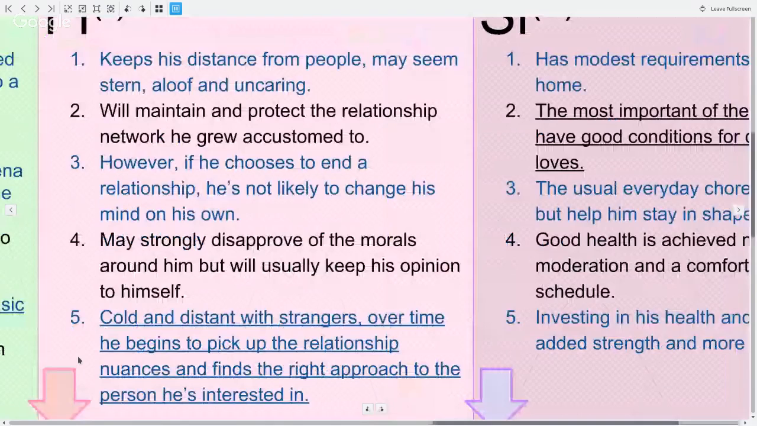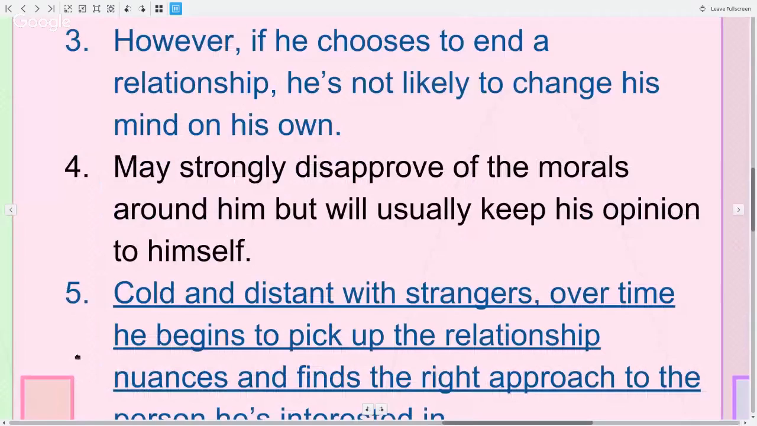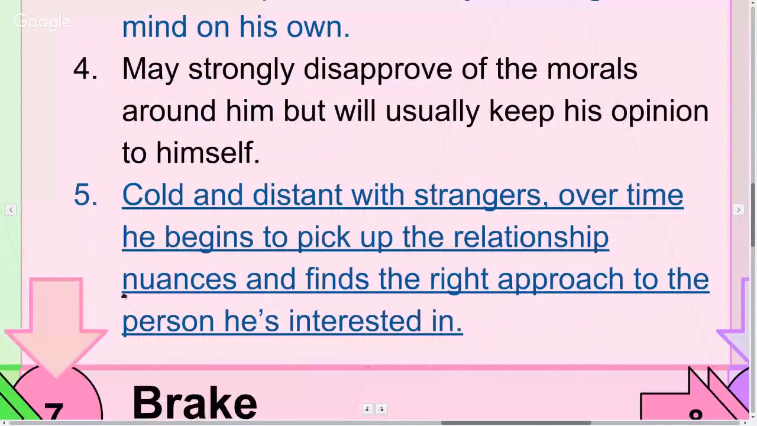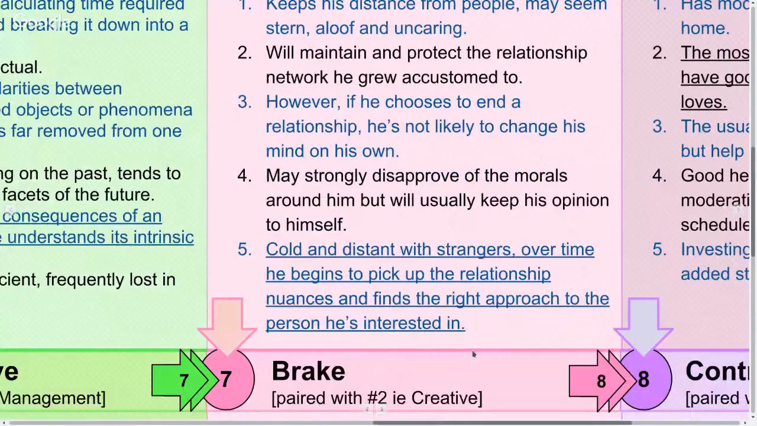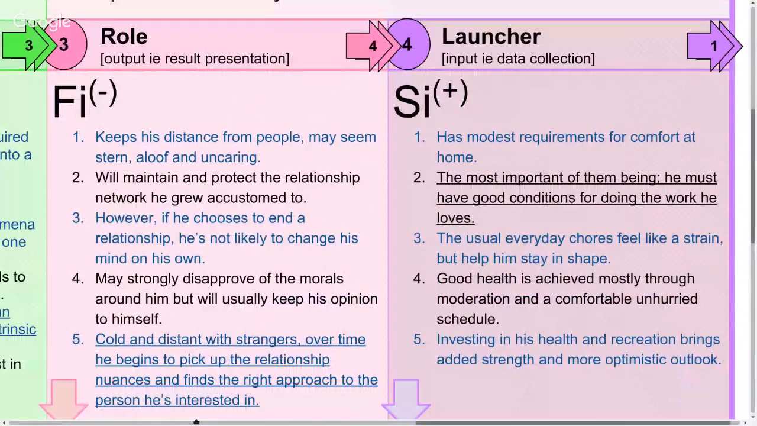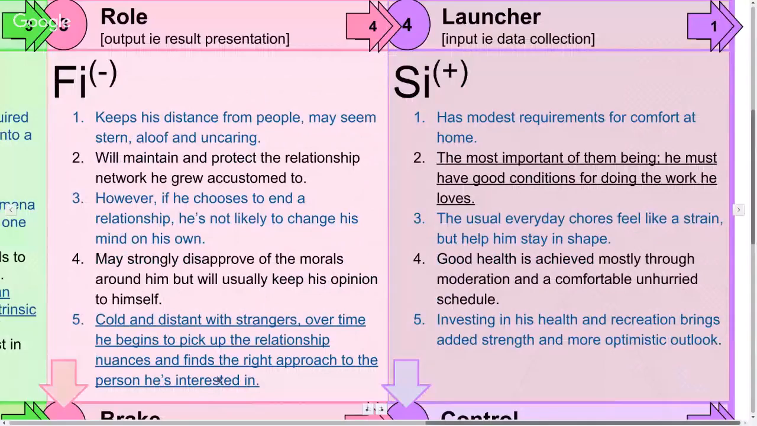Number 5. And I'm going to zoom in with the scalable vector graphics. Cold and distant with strangers, over time, he begins to pick up the relationship nuances and finds the right approach to the person he's interested in. Right. So, get better with that function.